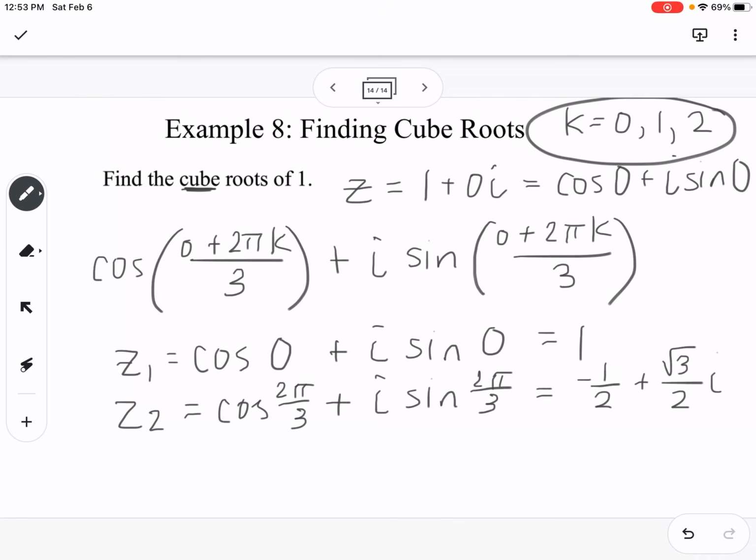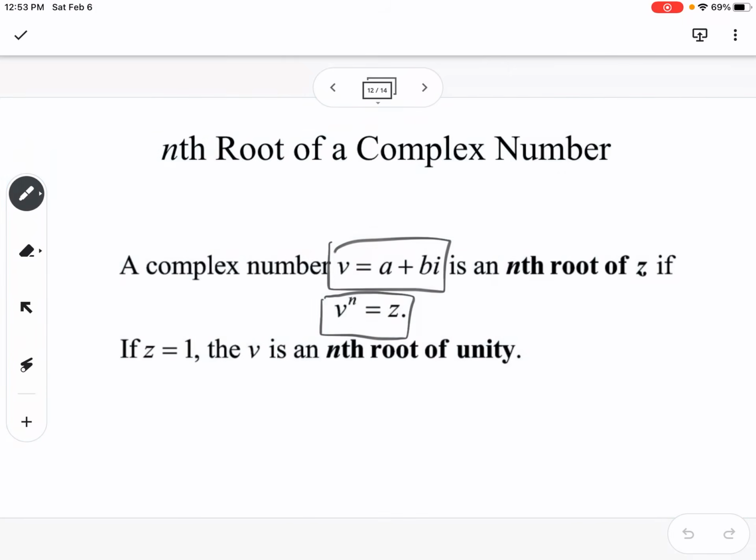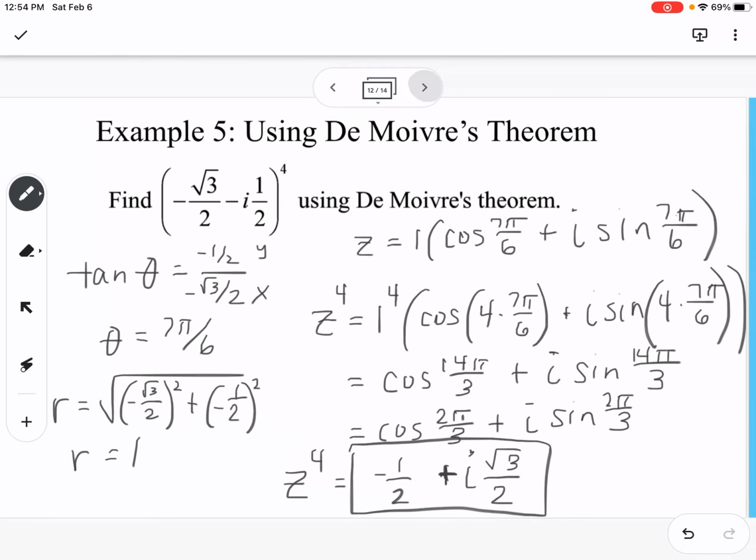And I just realized I think I made a mistake. This right here, sine of 2 pi over 3, that should be a plus. Because 2 pi over 3 is in the second quadrant, cosine would be negative and sine would be positive, so that should have been a plus. Okay, just had to correct that really quick.